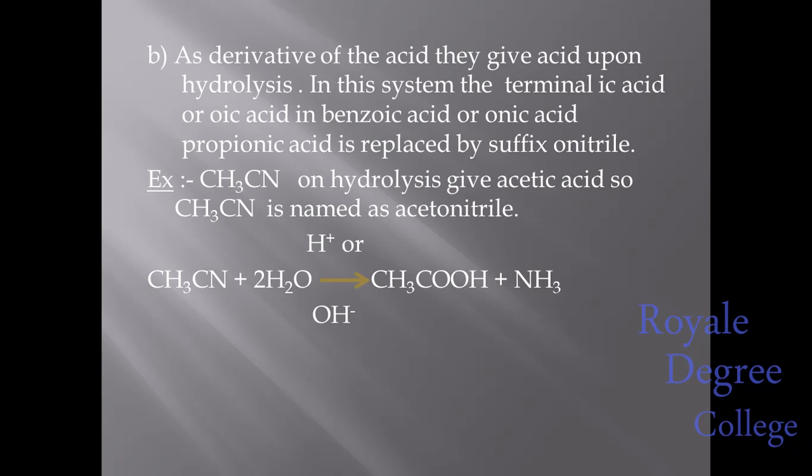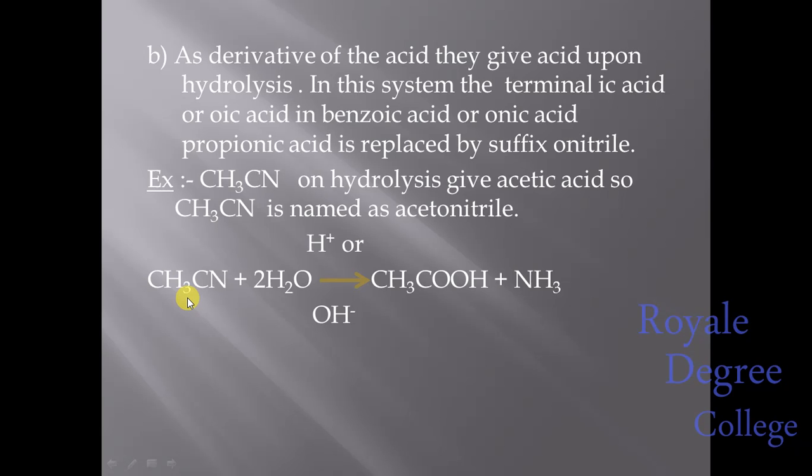As derivative of the acid, they give acid upon hydrolysis. In this system, the terminal ic acid or oic acid in benzoic acid or propionic acid is replaced by suffix nitrile. Here you can see the example. CH3CN on hydrolysis gives acetic acid. So, CH3CN is named as acetonitrile.